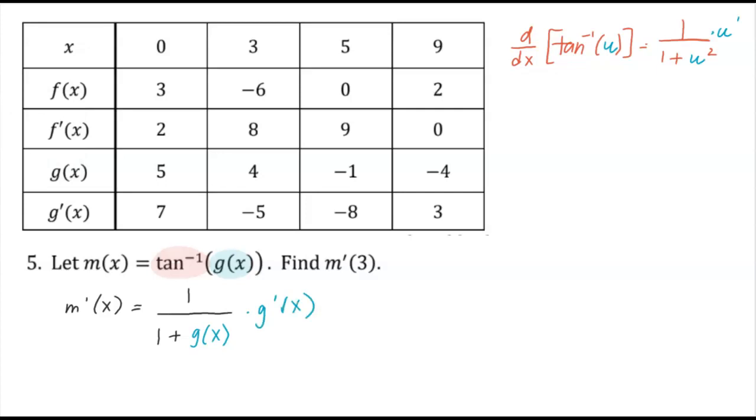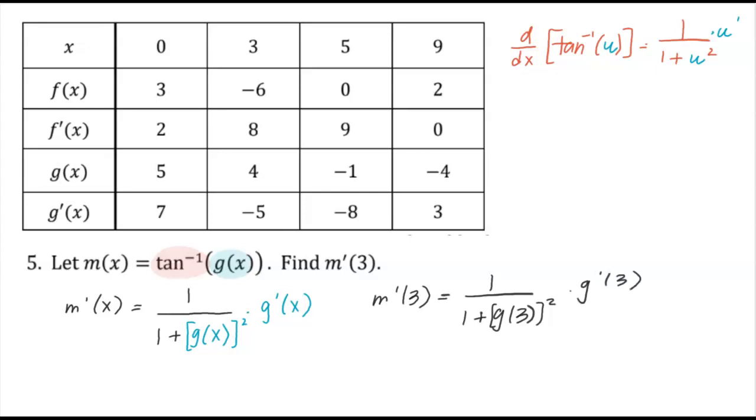So that was the thing that got a lot of people, was that bit right there. Oh, I forgot my square. I was busy babbling about why it was important. So g prime of x. All right, so if we want this derivative at x is equal to 3, we're going to have 1 over 1 plus g of 3 squared times g prime of 3.